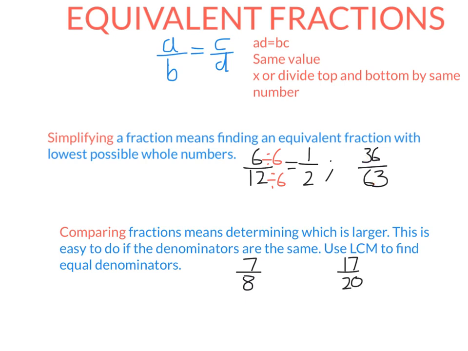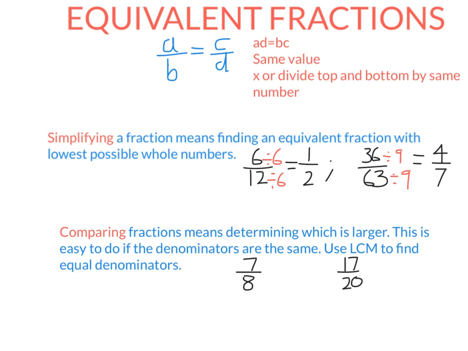So I can do the same with 36 over 63. The highest number that goes into both of them is 9. So I'm going to divide top and bottom by 9. So 36 divided by 9 is 4. 63 divided by 9 is 7. These two fractions are equivalent. They're both equal to about 0.2857, which goes on forever. The reason that they're equivalent is that what I did to the top, I did to the bottom. I divided the top by 9, but I also divided the bottom by 9.